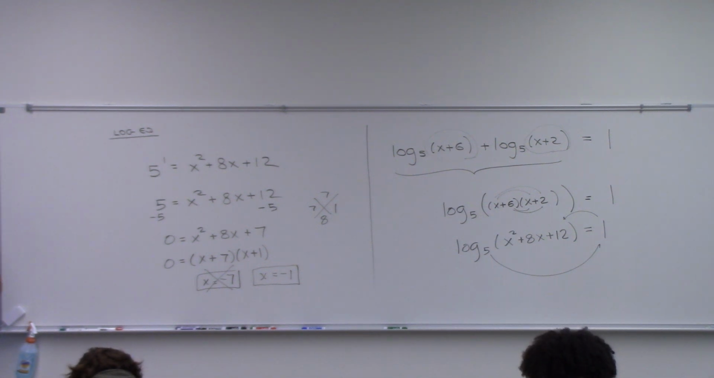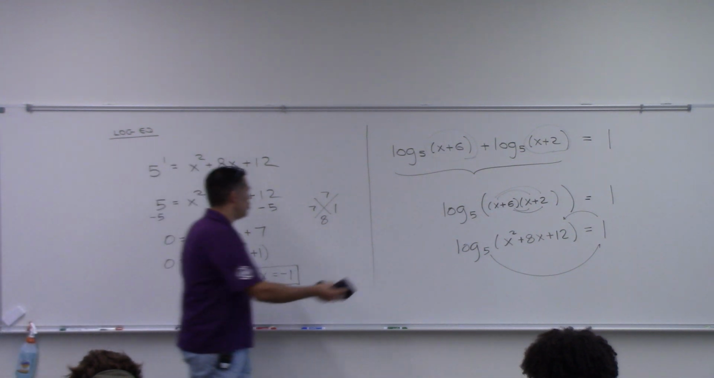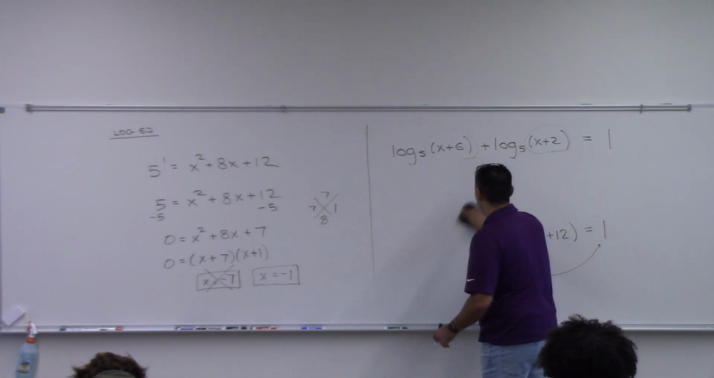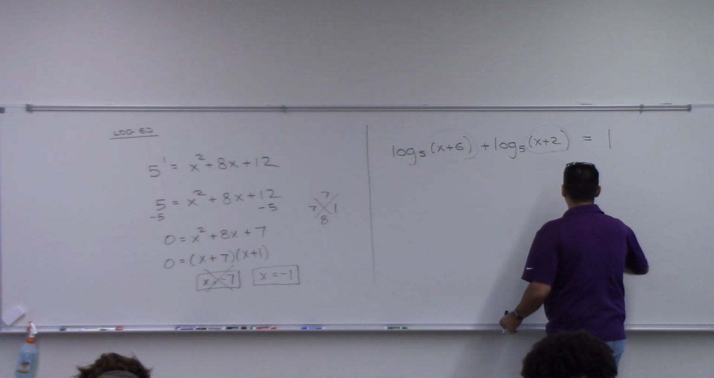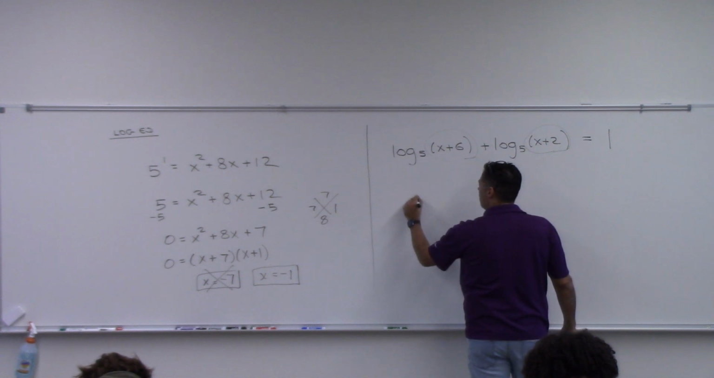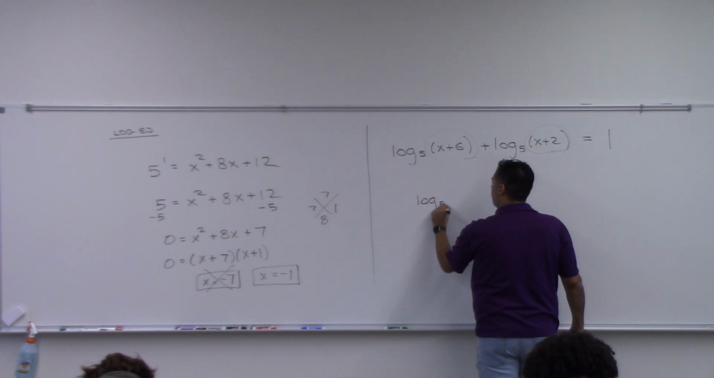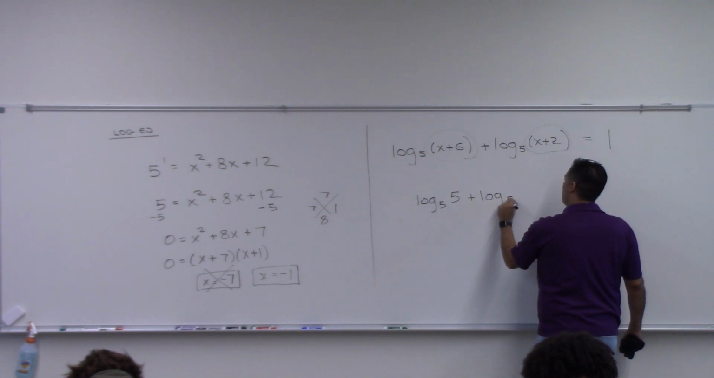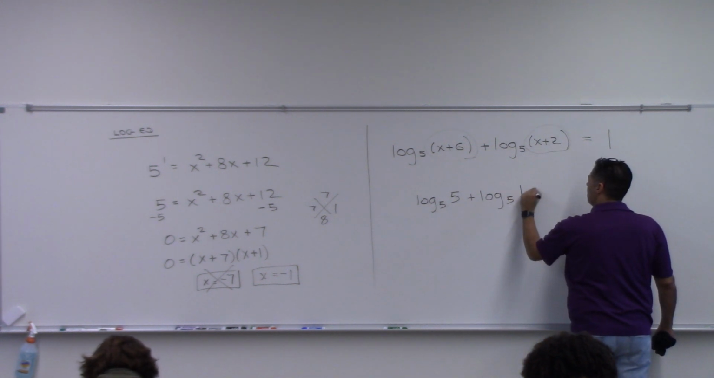I wanted to show you that this answer does work, okay? Let me just show you that it does work. Like you do get this. This does solve the equation. We're saying -1 works, right? So let's plug -1 in here. We get log base 5 of what? 5 plus log base 5 of 1 equals 1.